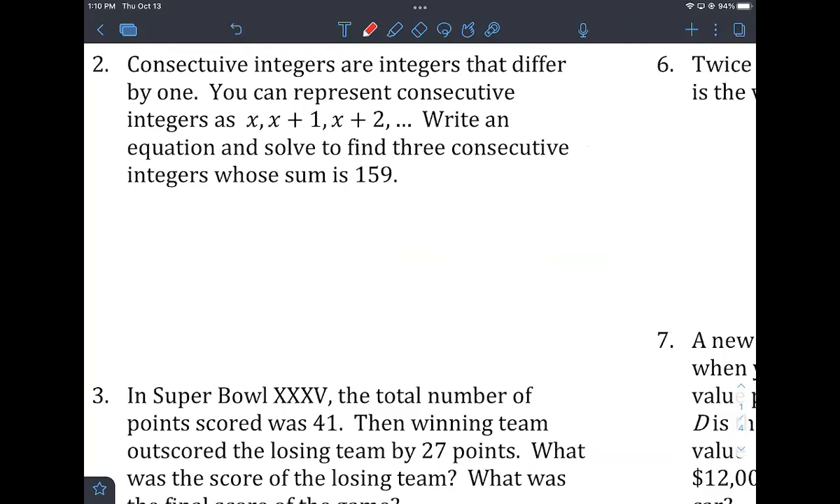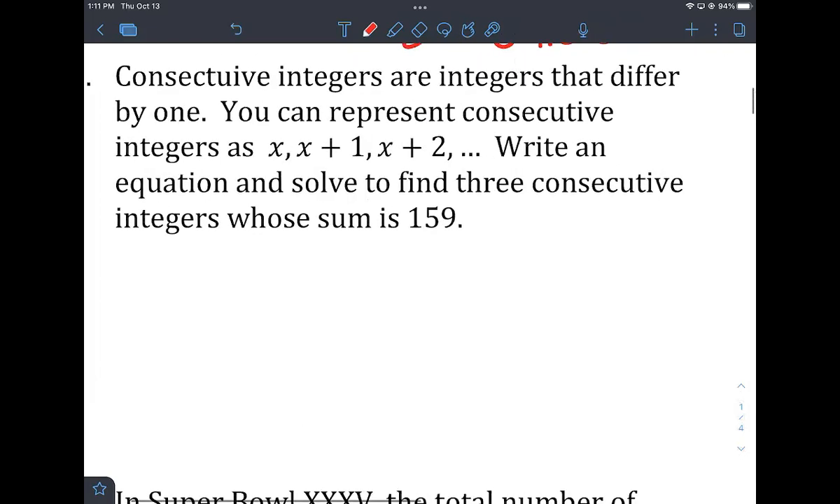Number 2, consecutive integers are integers that differ by 1. Consecutive, right? Like for example, if I said I won consecutive national championships, they'd be back to back, right? So consecutive integers would be like 10, 11, and 12, or 42, 43, and 44. These consecutive integers differ by 1, they're 1 apart. And it says you can represent those integers as x, x plus 1, and x plus 2. I'm not going to define my variable because x is just a number here.